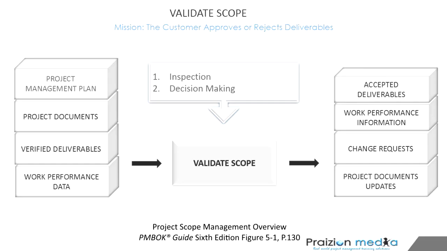Now, I know the PMBOK Guide stops short from time to time of listing out every single document, but beware, on the exam, if you're given plans versus documents, you need to be able to identify, based on the fact that this is a document and this is a plan, this is the answer. So you have to get used to that kind of thing. Okay? That's it for Validate Scope. Customer acceptance.